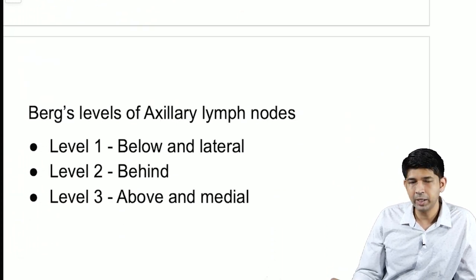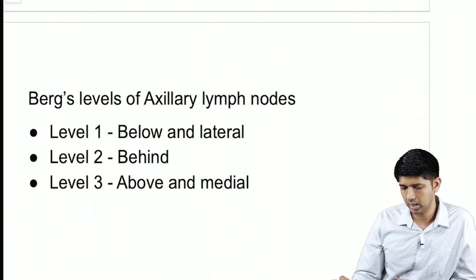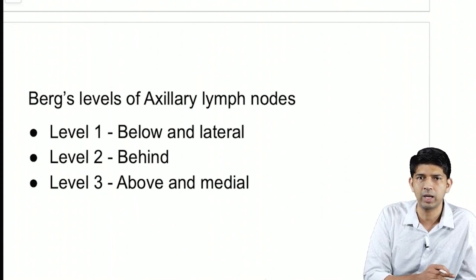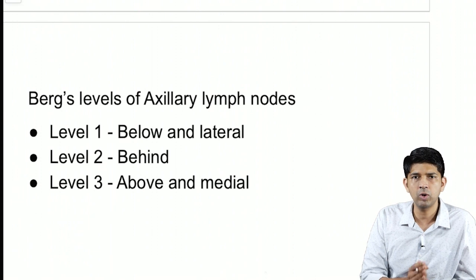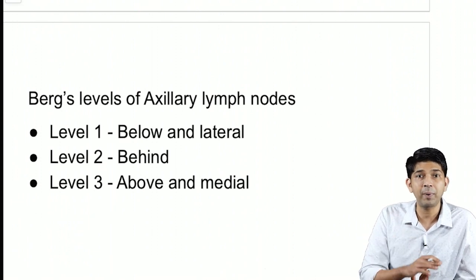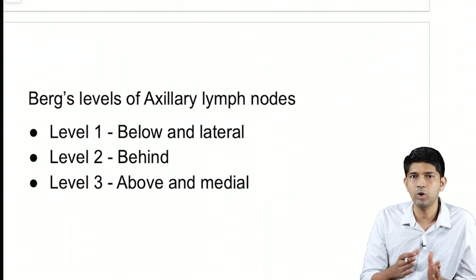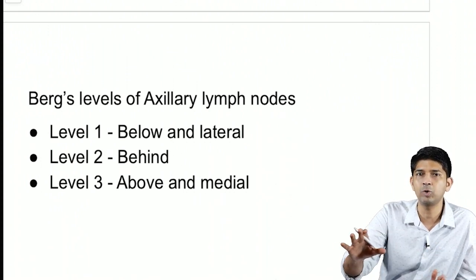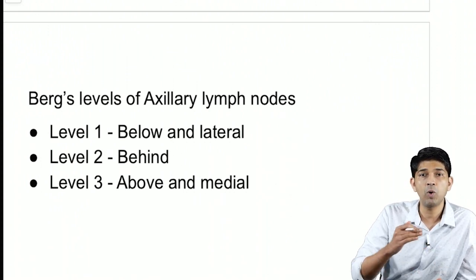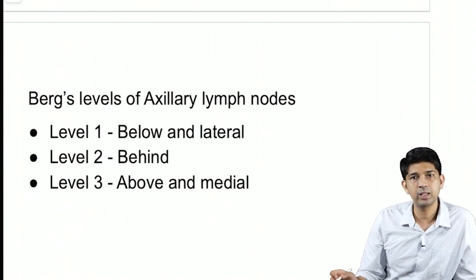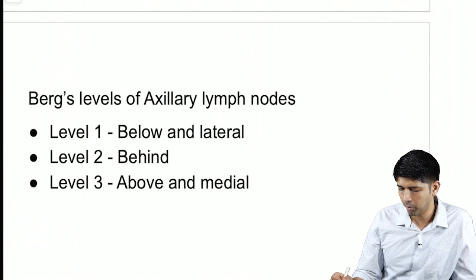Now the next thing that you need to know is what we call as Berg's levels of axillary lymph nodes, as in they are classified into level 1, level 2 and level 3. Why is this important? Not only theoretical, but when it comes to practical aspect. Like you've all read that when you do a surgery for the breast, it's not only surgery for the breast, but also we need to tackle the lymph nodes. So up to what level of lymph nodes do we take out and why do we take them out? And that is where this Berg's level of axillary lymph nodes is important.